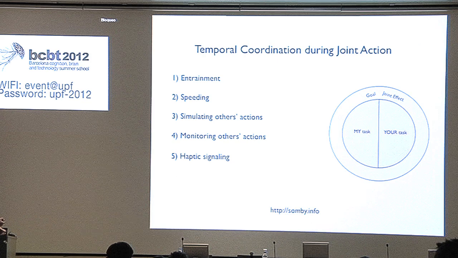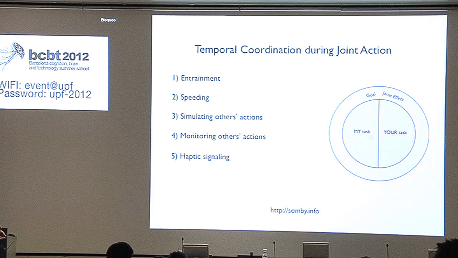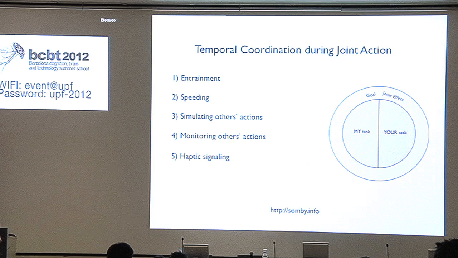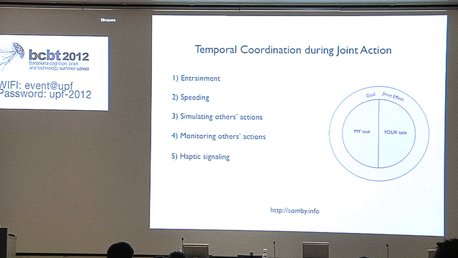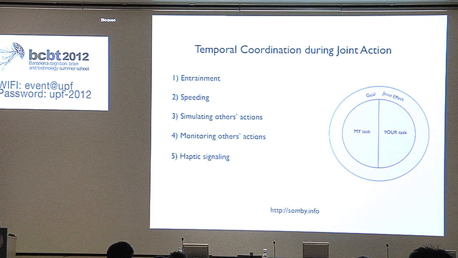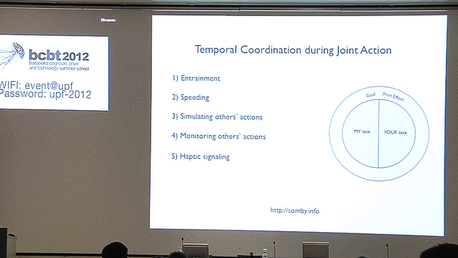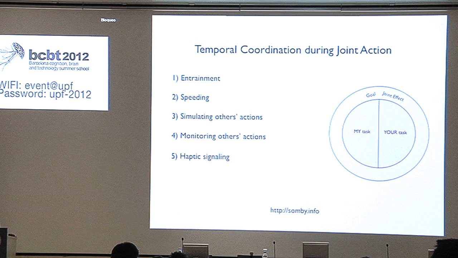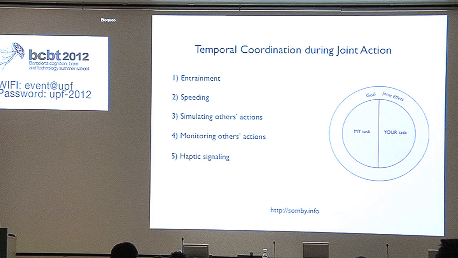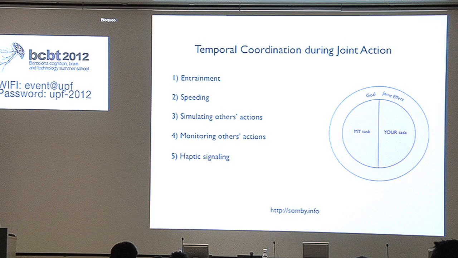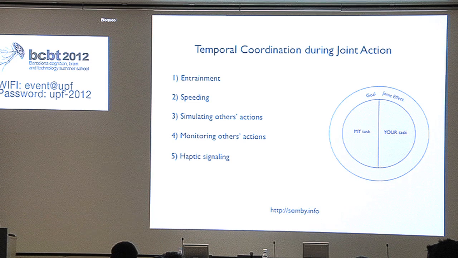The second one was speeding, where I basically try to alter the performance on my own task in order to make the coordination possible. The third one was simulating others' actions, where I simulate what you need to do, for instance the timing of your action, in order to adjust my own action planning to it. For very high-level experts like this trapeze artist, you could probably imagine forward models or internal models, where the other becomes a prior in your model, at least if the other's performance becomes very regular. That would also be interesting to explore further.